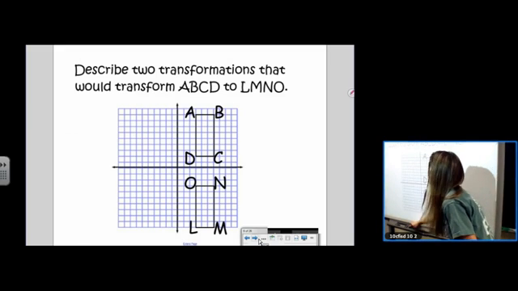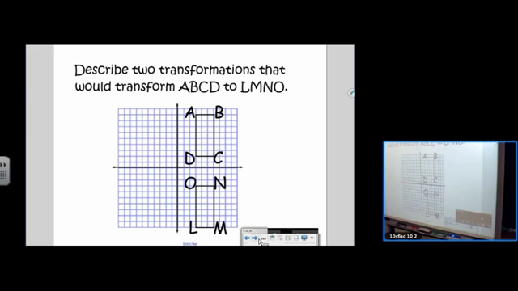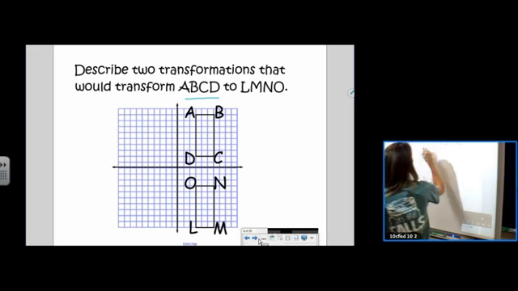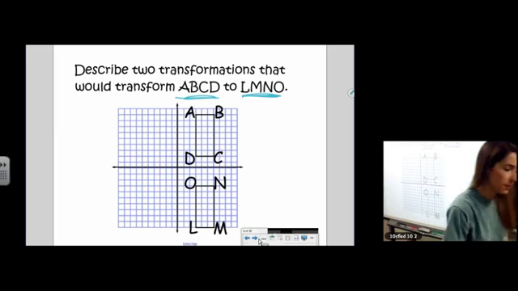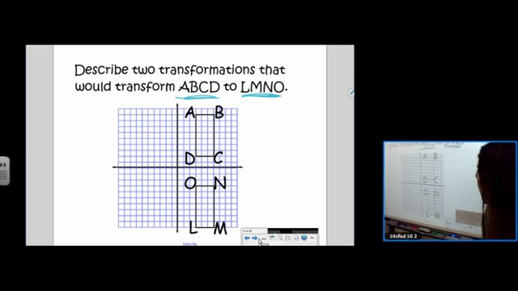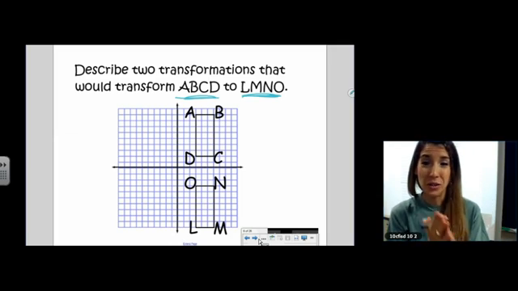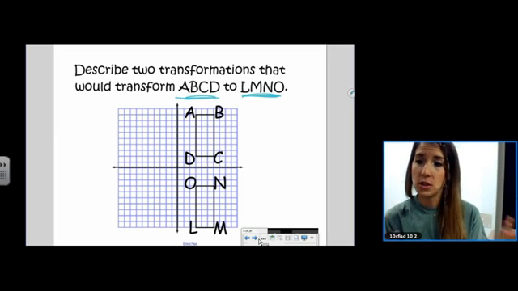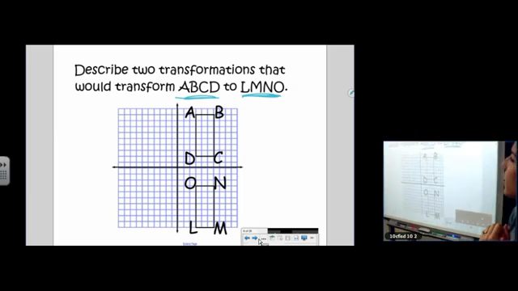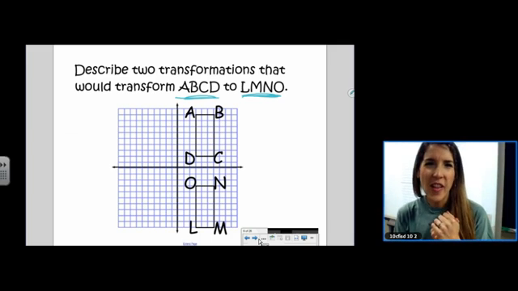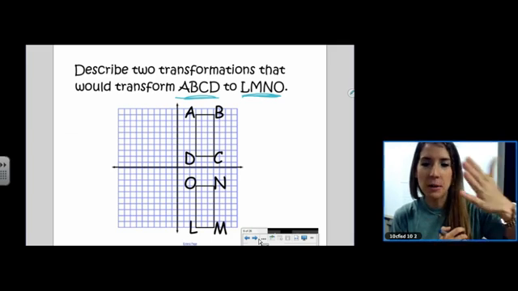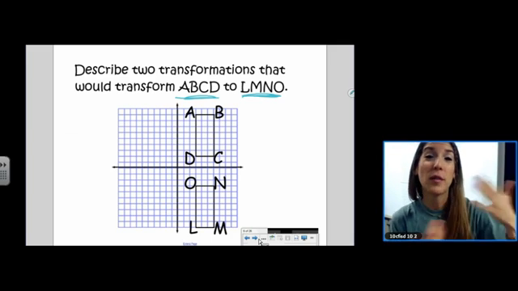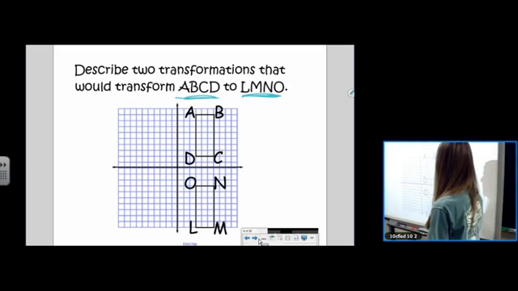All right, last one. Describe 2 transformations that would transform ABCD to LMNO. We love our alphabet, don't we? All right, so I need to look at that rectangle. I need to do two things to it, and when I'm done doing those two transformations, it needs to land on LMNO. What does your gut tell you? It's looking like we did a flip. The fancy word for flip is reflection. We reflected. Okay, what axis did we reflect over? Yell it out. What is this axis?